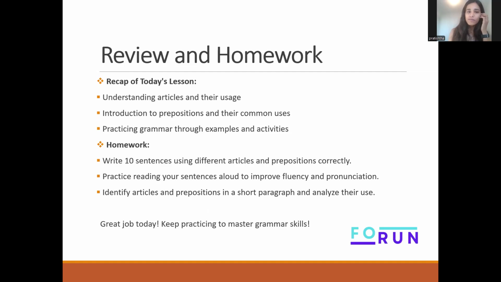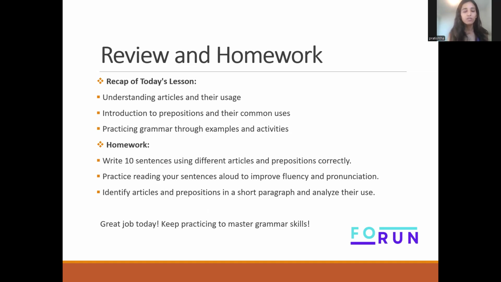And so what we did today was we understood what articles are. We looked at definite and indefinite kinds of articles. We introduced ourselves to prepositions and their common usage. We practiced grammar. We took a look at the easy and the advanced exercises.